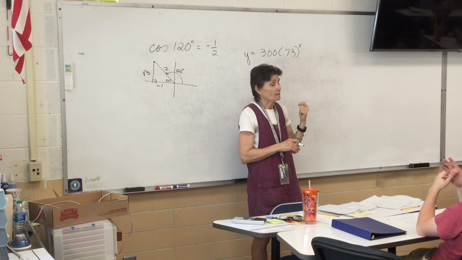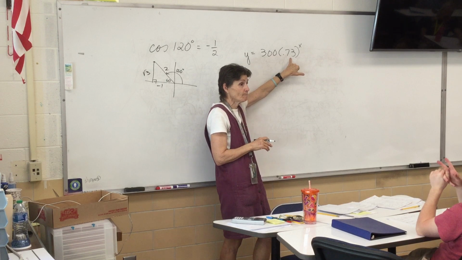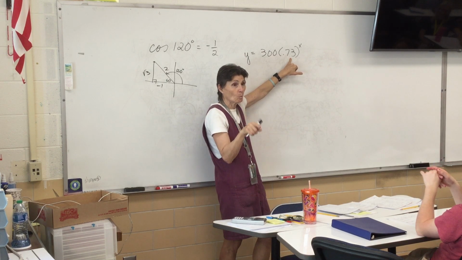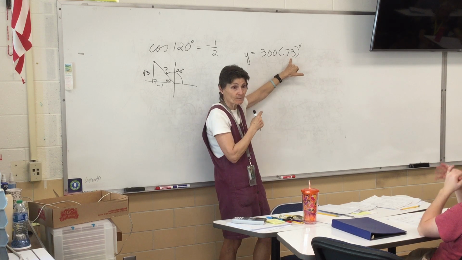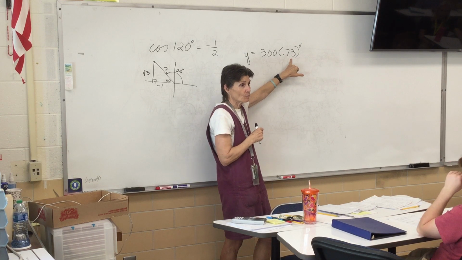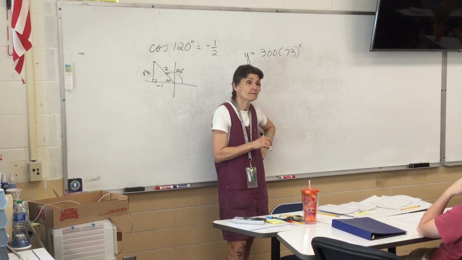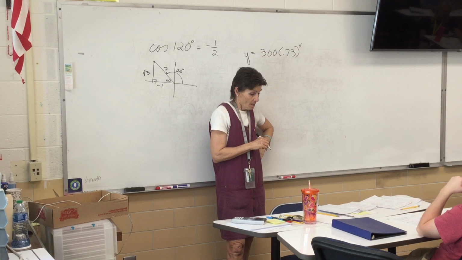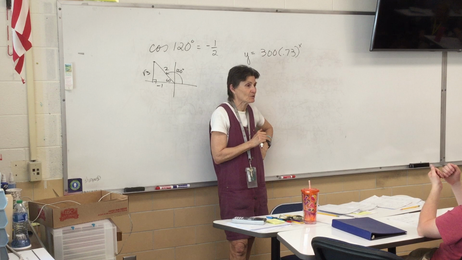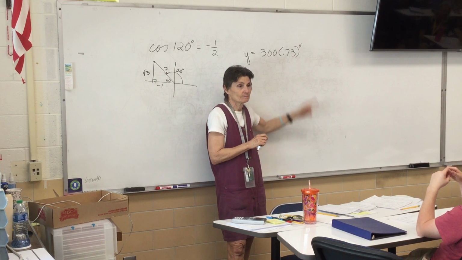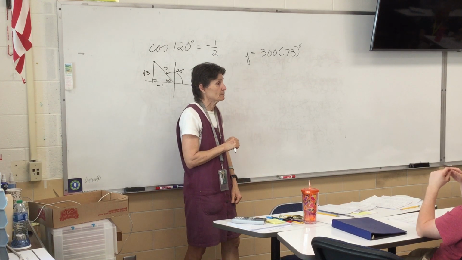What is the percent of decay? Well, you told me you knew this was decay because that's less than 1. How much less than 1 is it? 0.27 less than 1? So the percent of decay is 27%. That's how much less than 1 it is. And then, Hope, quit yawning. What is the initial value? 300. Yep, that number up front is the initial value.